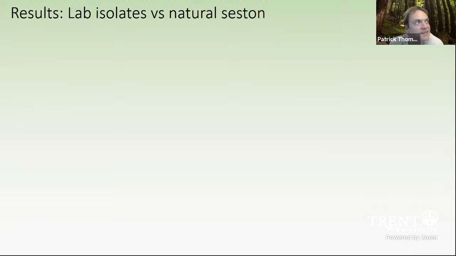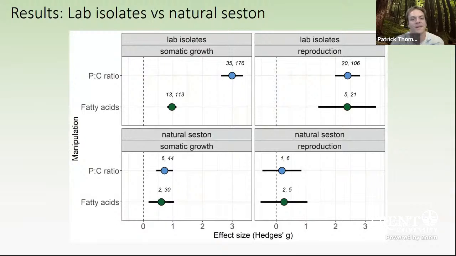Okay, and the last bit I will show you guys is comparing lab isolates versus more natural communities. So for this, the top row here is all lab isolates showing effects for phosphorus and fatty acid manipulation. And the point is that when you increase phosphorus or fatty acid availability to lab isolates, the effects are much stronger for both somatic growth on the left and reproduction here than they are for natural seston. So, and also note that there's a lot less studies that have done these kind of controlled manipulations for natural communities versus lab isolates.